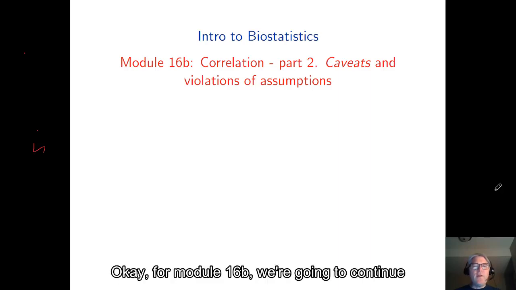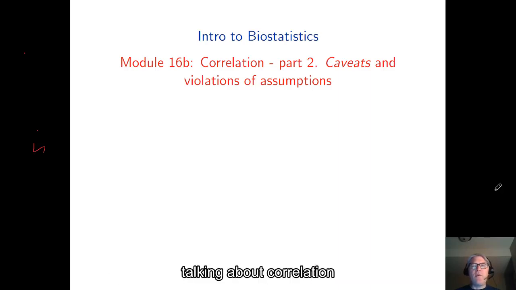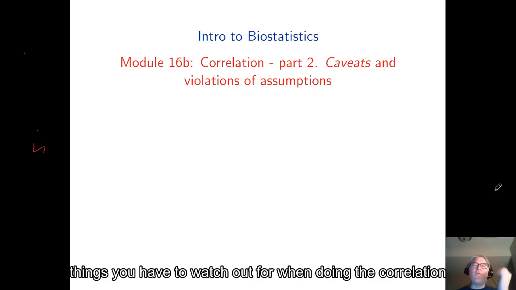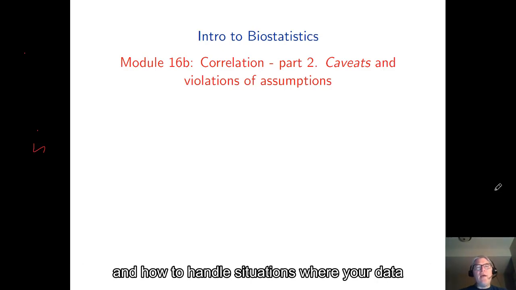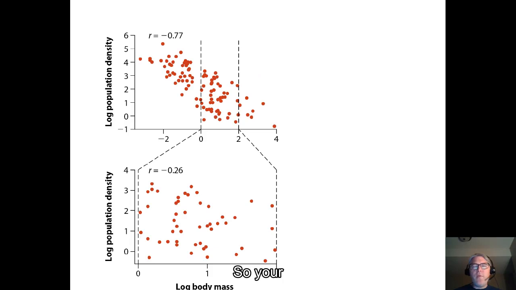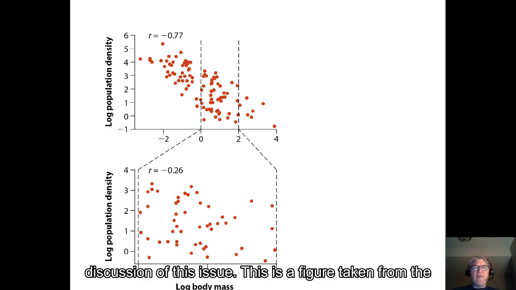Okay, for Module 16b, we're going to continue talking about correlation, but we're going to talk about some of the caveats, some of the things you have to watch out for when doing the correlation, and how to handle situations where your data violates some of the assumptions of correlation. So your book has a nice discussion of this issue.